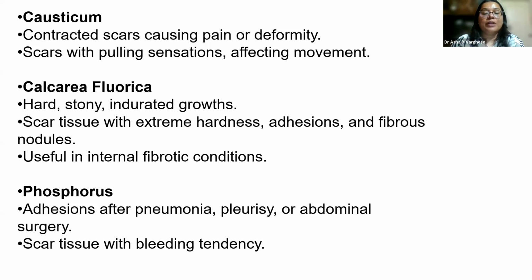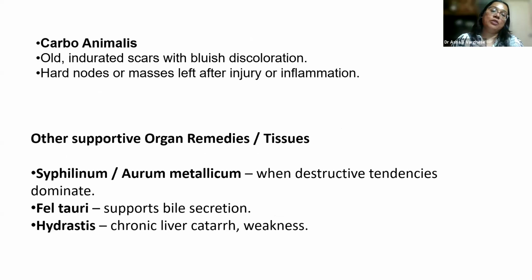Phosphorus: adhesions after pneumonia, pleurisy or abdominal surgeries, scar tissues with bleeding tendency. Usually with pneumonia they might cough and they might be bleeding, etc. Think of Phosphorus. Next is Carbo animalis: old indurated scars with bluish discoloration. Carbo family, bluish discoloration, hard nodes or masses left after injury or inflammation.